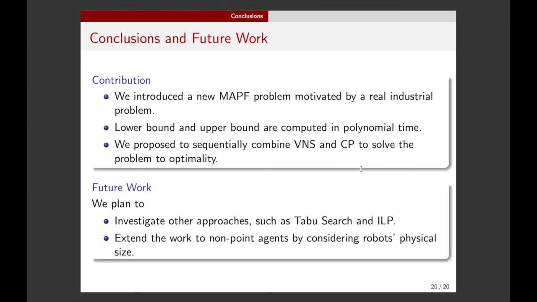To conclude, in this work, we introduce a new kind of MAPF problem as non-crossing MAPF for tethered robots. To solve the problem, we were able to compute the lower bound and the upper bound in polynomial time. We also proposed to sequentially combine VNS and CP to find the optimal solution. For future work, we plan to test other methods like tuple search and integer programming. We also consider extending this work to non-point agents by considering the physical size of robots.